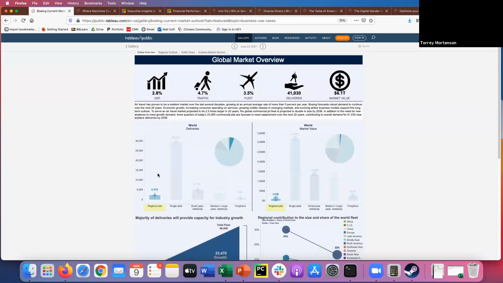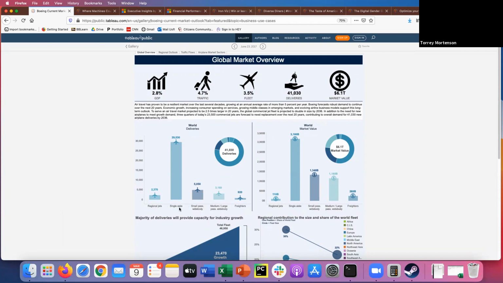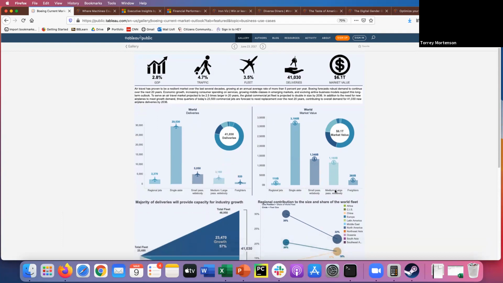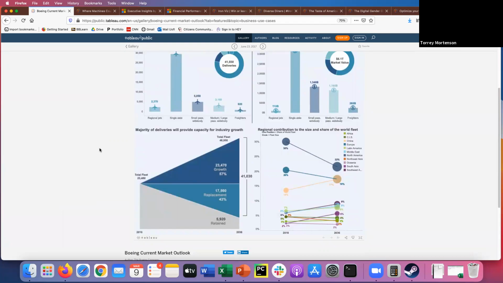Okay, single aisle. A lot of people fly on single aisle. Oh, that looks like that's a jet type apparently. World deliveries, world market value. I still think it's strange that they call people flying deliveries, but I guess it makes sense. Here we go, total fleets. This is when we're talking about industry growth, regional contribution to the size and share of the world's fleet. North America is still pretty big.